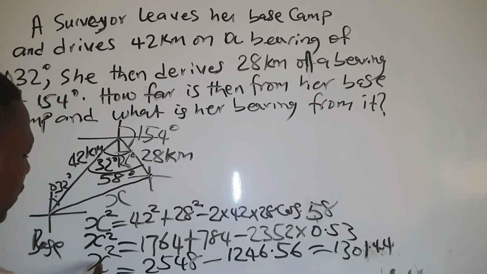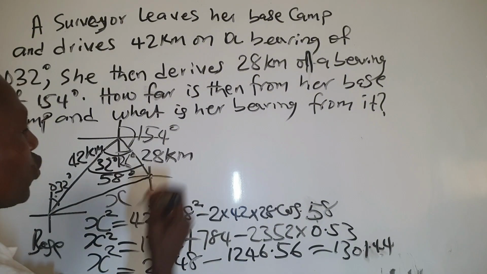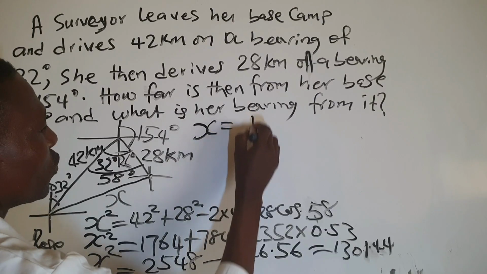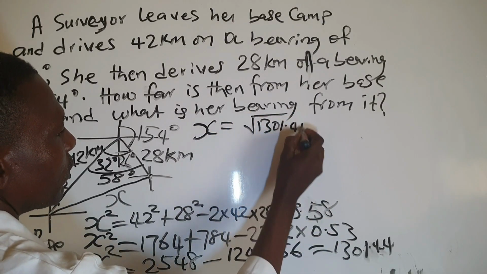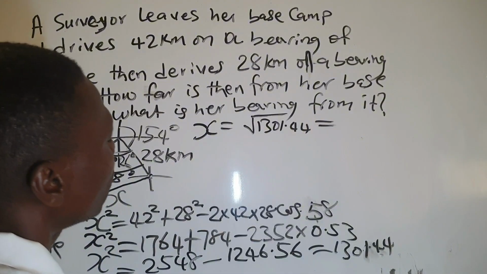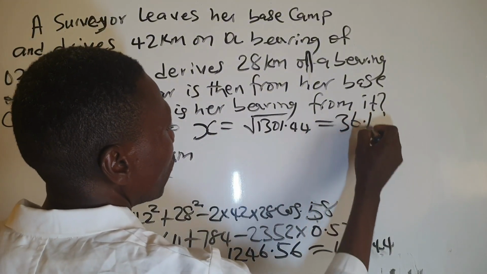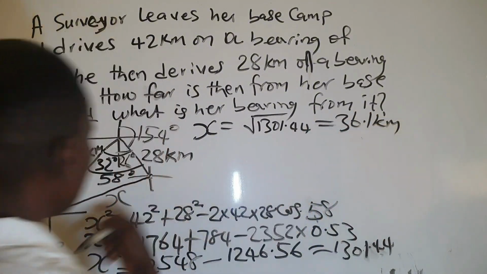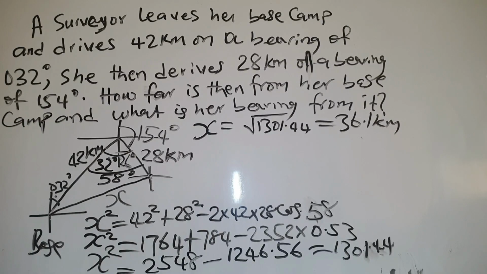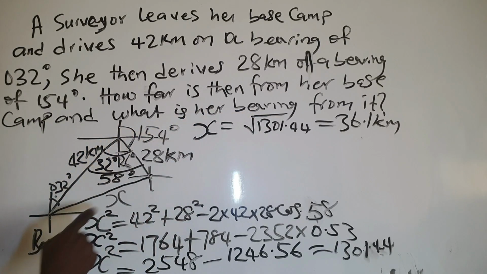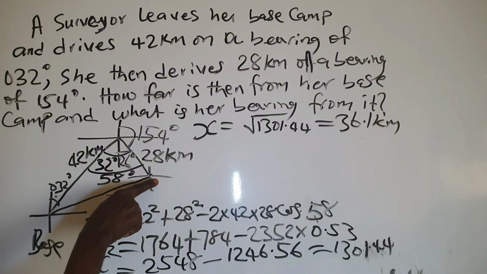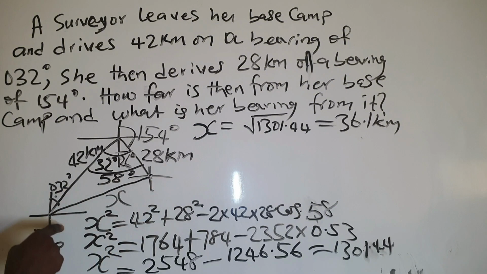No, this one is squared already. We now find the square root of both sides, which will now finally have x equals the square root of 1301.44, which will now give us what? 36.1 kilometers. That is the distance. And again, the second part said that we should find the bearing of this lady. This is where she is now. So they say we should find the bearing of this lady from the base point.